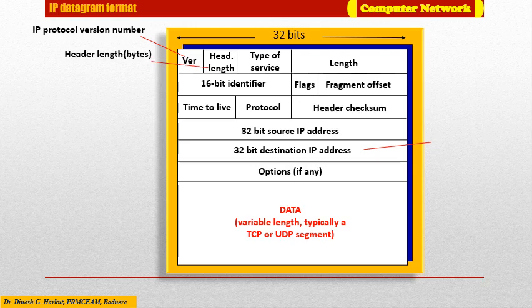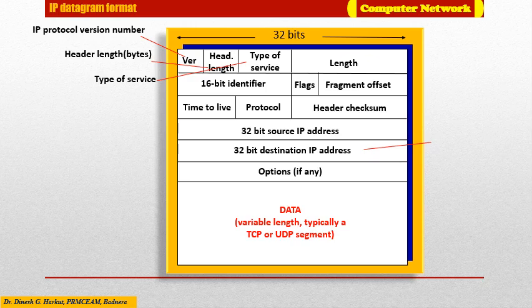The next field is the header length. Because an IPv4 datagram can contain a variable amount of options which are included in the IPv4 datagram header, these 4 bits are needed to determine where in the IP datagram the data actually begins. Most IP datagrams do not contain options, so the typical IP datagram has a 20 byte header.